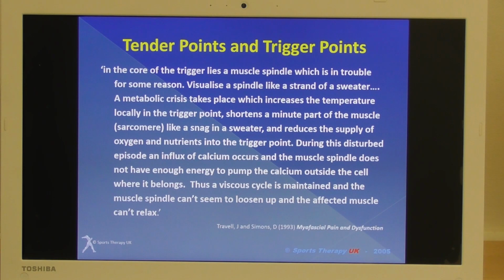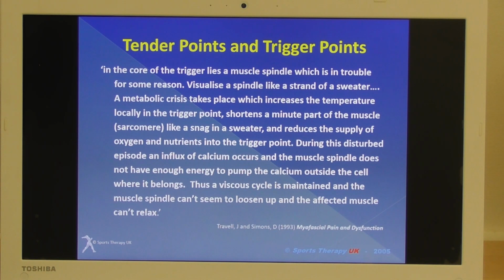A metabolic crisis takes place, which increases the temperature locally to that trigger point and shortens part of that muscle, so those sarcomeres, like a snag in a sweater, reduces the supply of oxygen and nutrients to that trigger point. During this disturbed episode, an influx of calcium occurs and the muscle spindle does not have enough energy to pump out that calcium back outside the cell where it belongs. Thus, this vicious cycle is maintained and the muscle spindle can't seem to loosen up the affected muscle and can't relax.